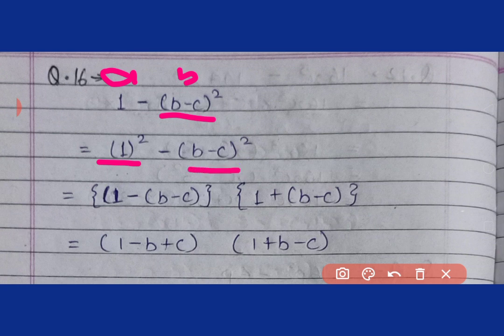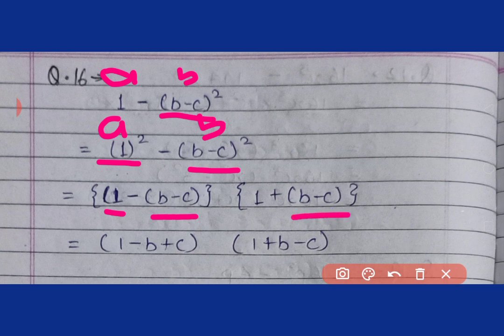In the bracket, whenever you see this, this is the form of a square and this is the form of b square. So in the first bracket it will be a minus b, and in the second bracket a plus b, or in the first bracket a plus b, in the second a minus b. So I have written a means 1 minus b means minus (b minus c), and in the second bracket a plus b, a means 1 plus (b minus c).